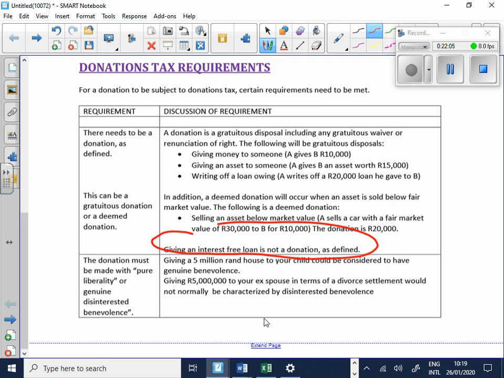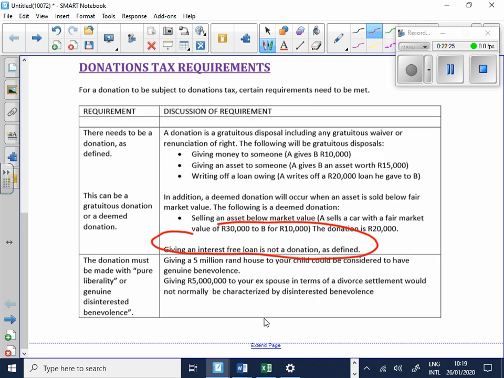Okay? Now, why are you giving the BEE shares away? You're doing it because you really care, or because you have to. In most instances, because you have to. And because there's no genuine disinterested benevolence, there's no donations tax. Okay, there's a lovely court case which I like, which just summarizes all of this up.